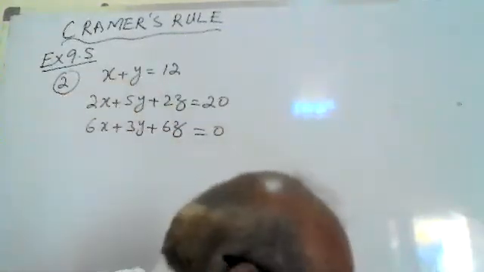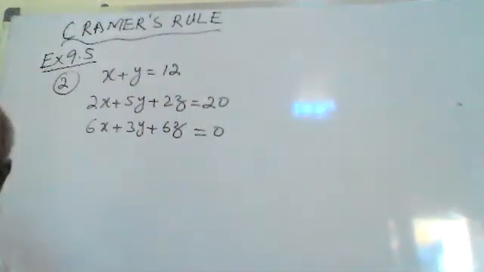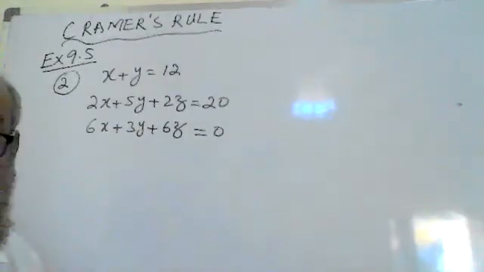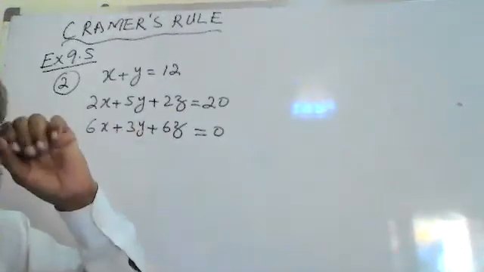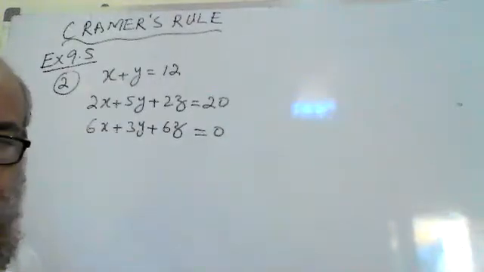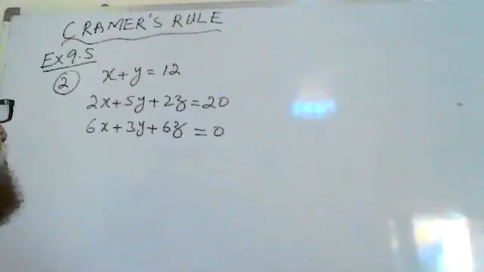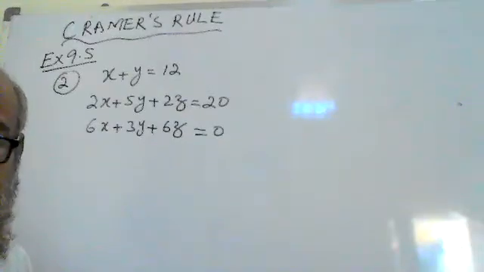So there are three variables, x, y, and z, so we need three equations to solve them. There are already three equations. One is x plus y equal to 12. Second is 2x plus 5y plus 2z is equal to 20. Third is 6x plus 3y plus 6z equal to 0.